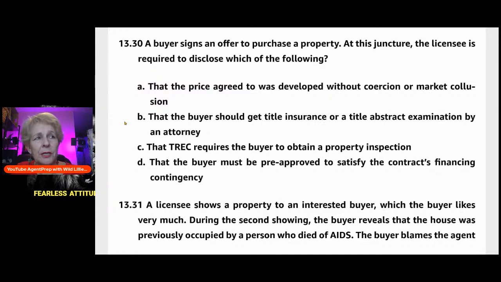B, that the buyer should get title insurance or title abstract examined by an attorney. C, that TREC requires the buyer to obtain a property inspection, or D, that the buyer must be pre-approved to satisfy the contract's financing contingencies? So which one do you think it would be? Whenever a buyer is purchasing a house, there are certain things that are going to be required, right? Because most of them are going to get a loan.